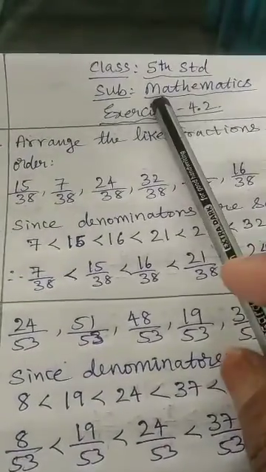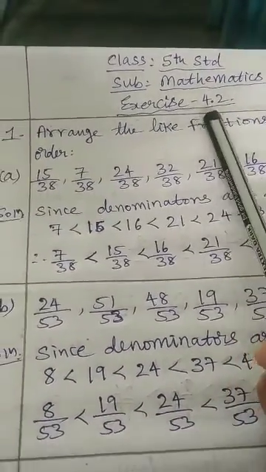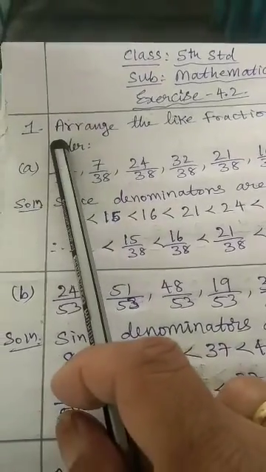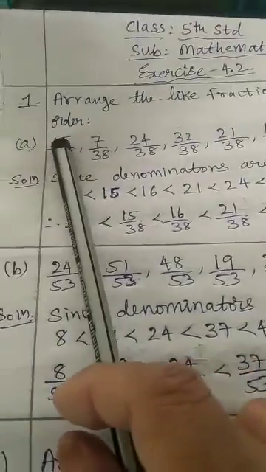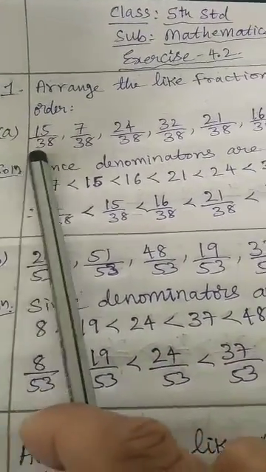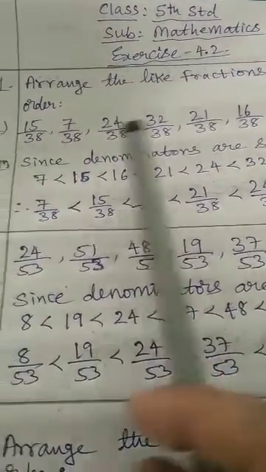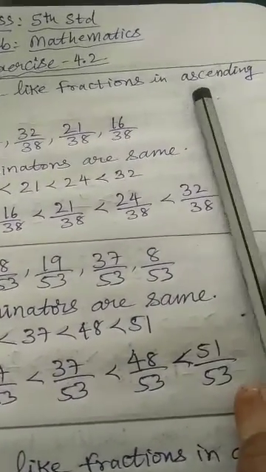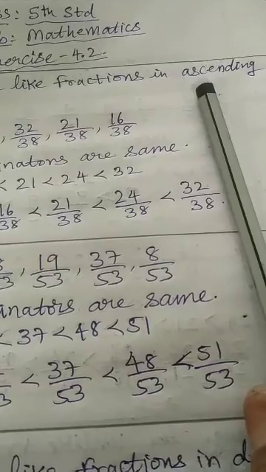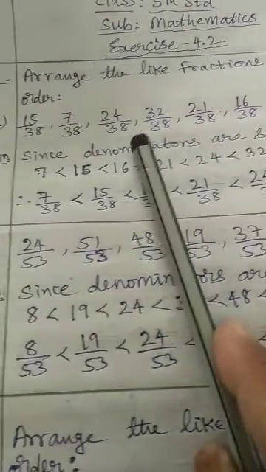Fifth standard students, your mathematics class exercise 4.2, first main we have to do. Your main question is arrange the like fractions in ascending order. A question, these are the series of fractions given. You have to arrange these fractions in ascending order. Ascending means what? From small fraction to big fraction you have to arrange.